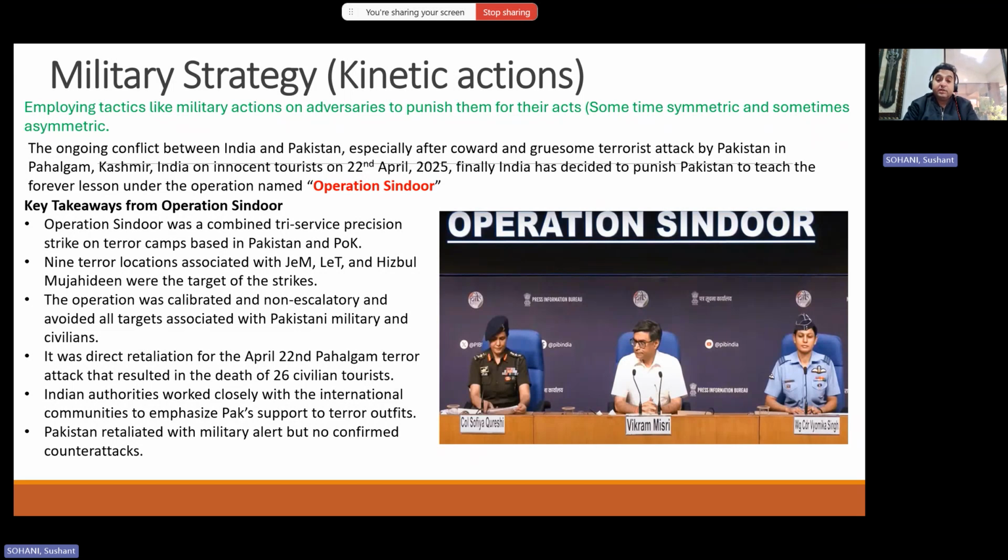Indian authorities work closely with the international communities to emphasize Pakistan's support to terror outfits. Pakistan retaliated, as expected, with a military alert, but they could not cause any significant damage to India. So this was Operation Sindoor, an example of military strategy and tactical action. This is not always recommended. This is something for when diplomacy fails, and with a country like Pakistan, they don't want diplomacy, so there is no option.